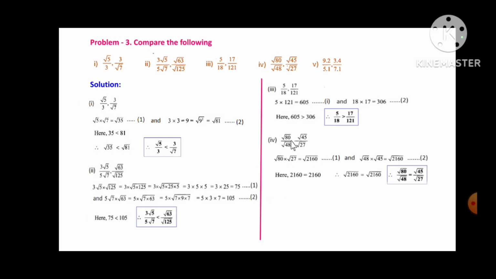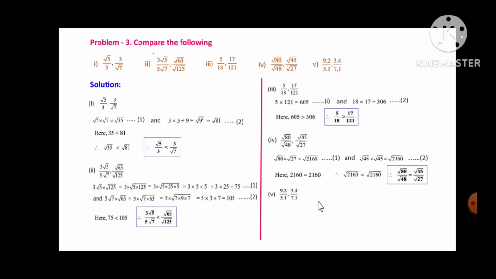Problem 4. Under root 80 upon under root 48 and root of 45 upon root of 27. Now cross multiply root 80 into root 27, that is root of 2160, equation 1, and root 48 into root of 45, that will be under root 2160. Second, from 1 and 2 we will get that 2160 is equal to 2160. So root of 2160 is equal to root of 2160. Therefore these two ratios, that is under root 80 divided by under root 48 is equal to root of 45 upon root of 27.